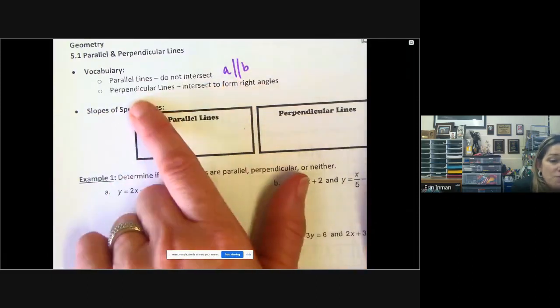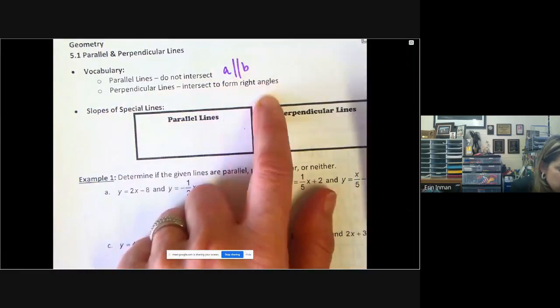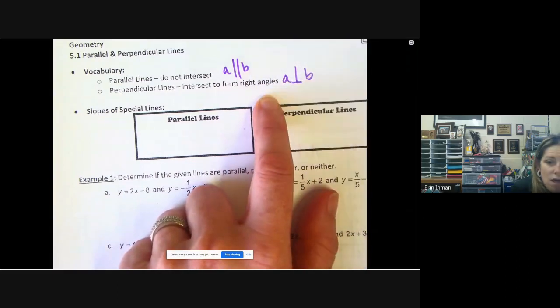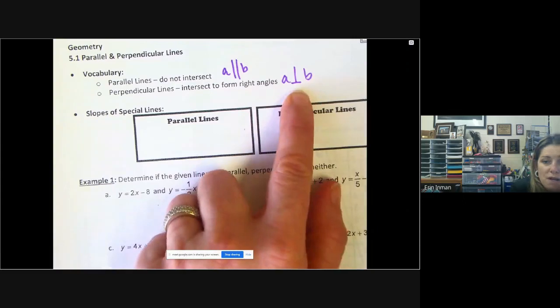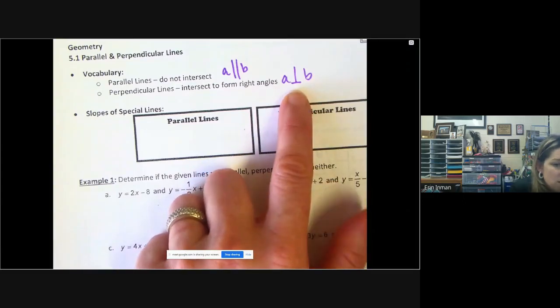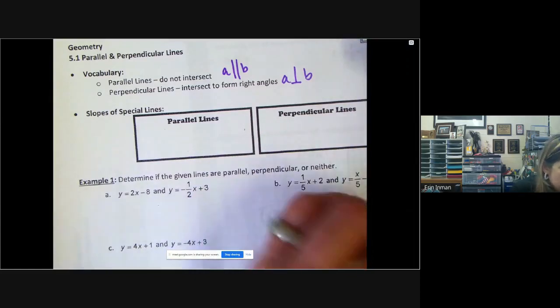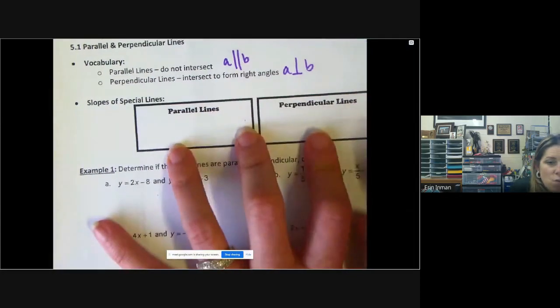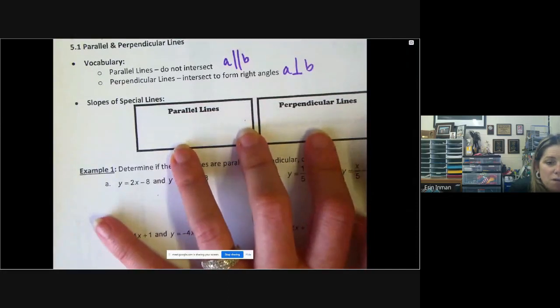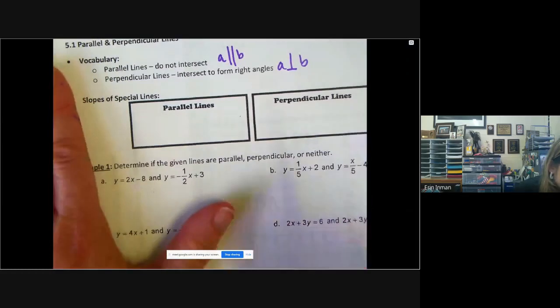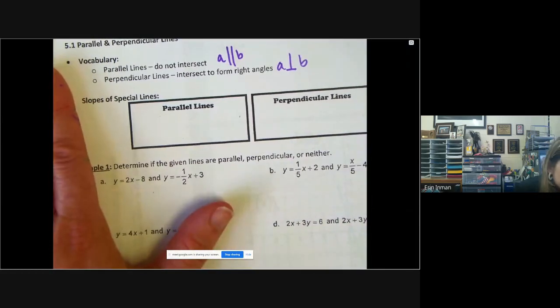And then we've also talked about perpendicular lines, and those lines do intersect with one another, but they intersect at a 90-degree angle. And the symbol for perpendicular is that upside down T. Okay, so as far as connecting these algebraically as the equations of these lines, we can prove whether or not some lines are parallel or perpendicular by looking at the slopes of the equations of these lines if they're graphed on a coordinate plane.